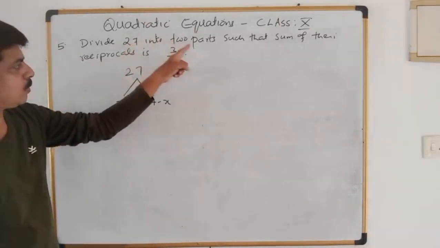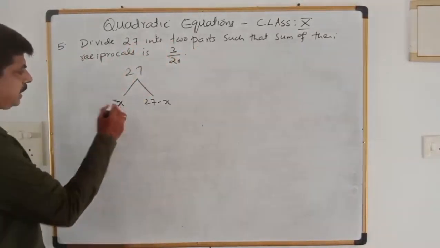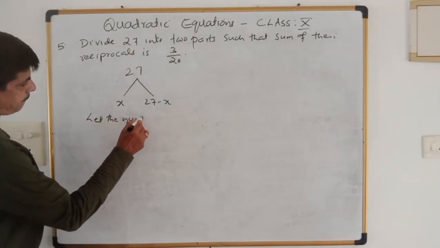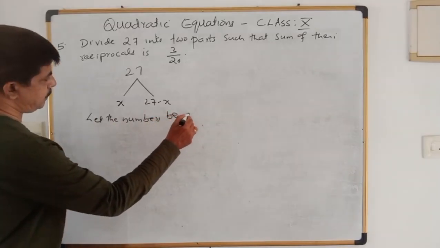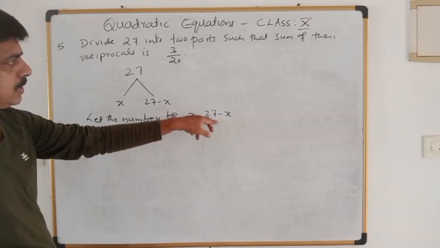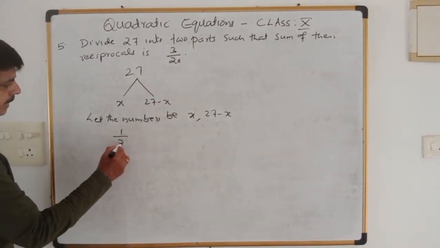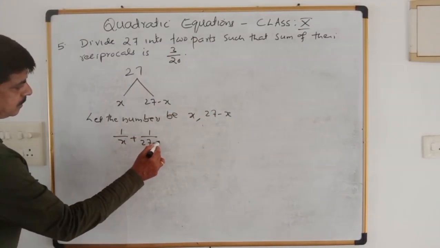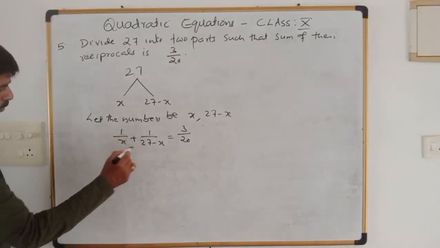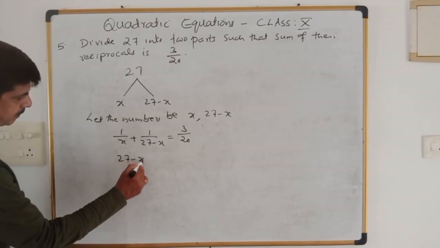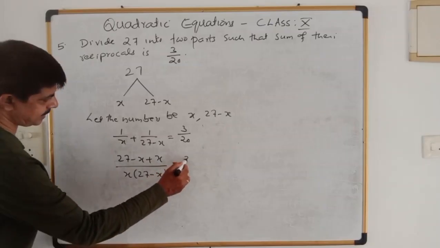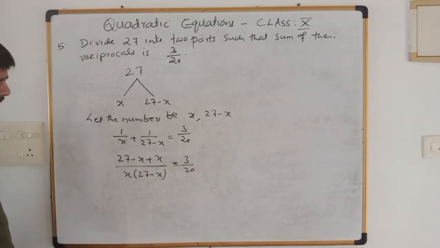So according to the question, sum of their reciprocals. Let the numbers be x and 27 minus x. So these two numbers' reciprocals only we should take. 1 by x plus 1 by 27 minus x. Sum of their reciprocals is 3 by 20. So we have to do cross multiplication. 27 minus x plus x divided by x into 27 minus x is equal to 3 by 20.